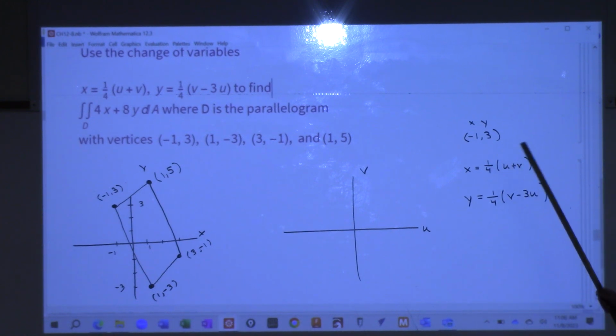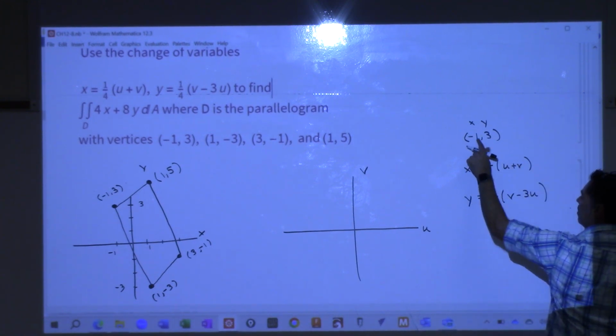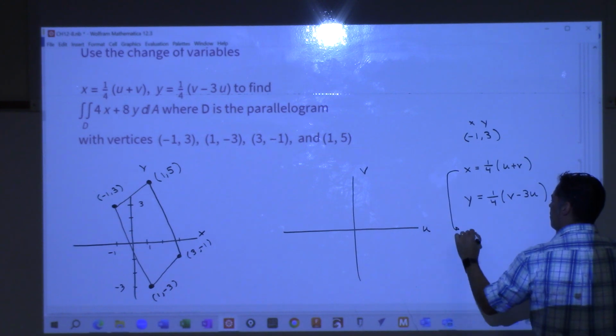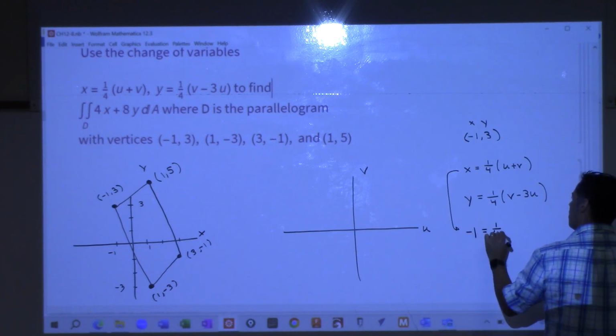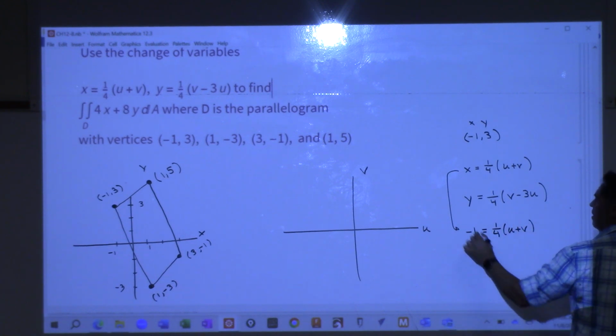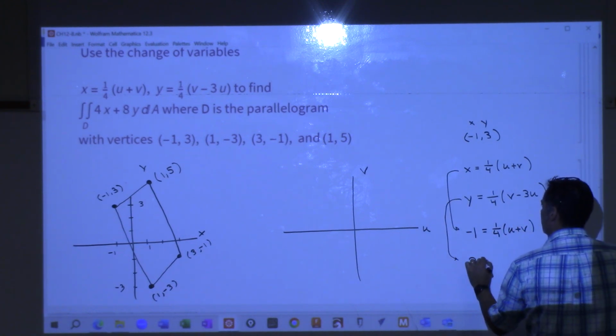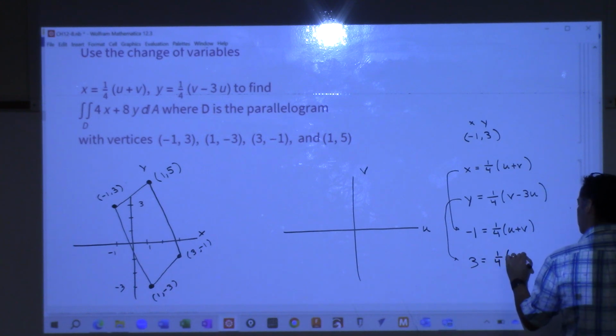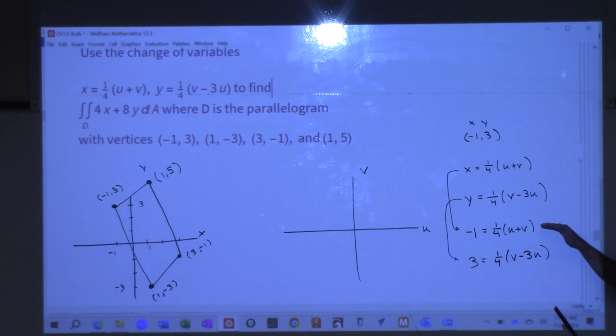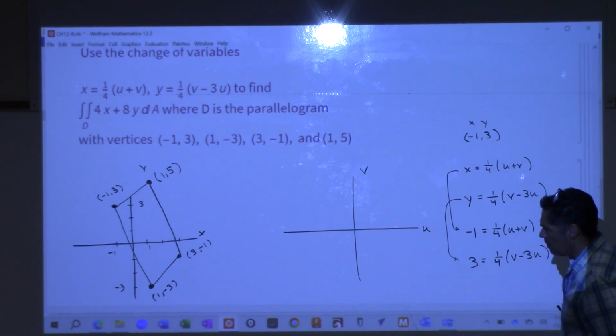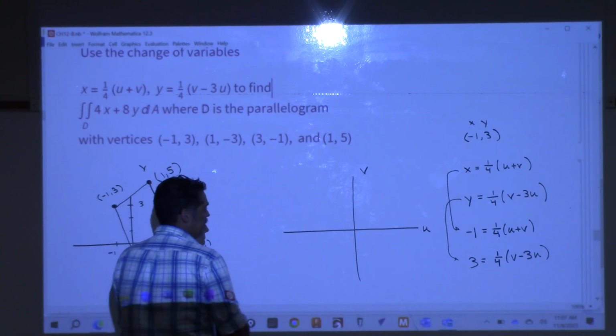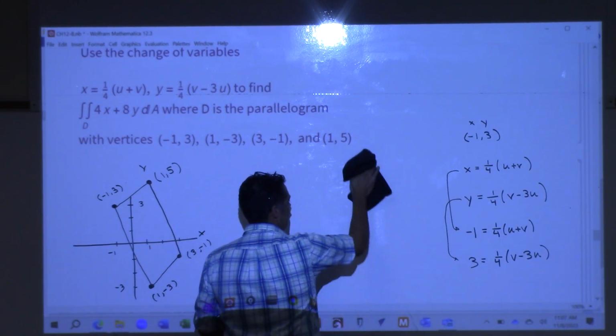So let's see what this point does. X is -1, so I'm going to replace this with -1. So -1 equals 1/4 u plus v. And then the other equation becomes 3 equals 1/4 v minus 3u. And I have two equations with two unknowns. And if I have two equations with two unknowns, then I should be able to solve for the two unknowns, two linear equations. So let me do that now. It's like a system of equations. And I'm going to need more room, so let me just erase this. We'll come back to it.